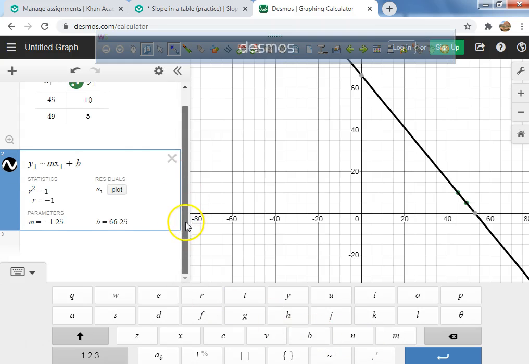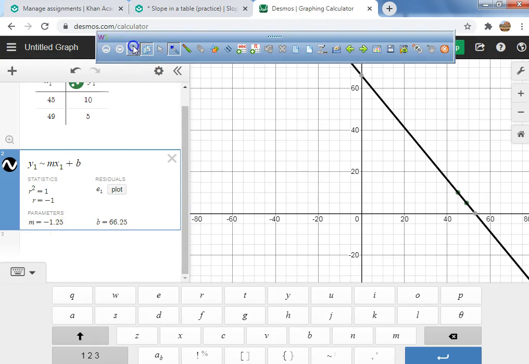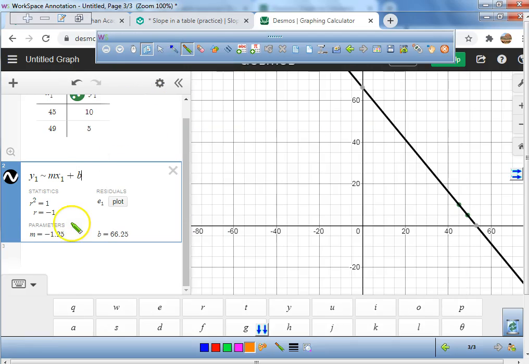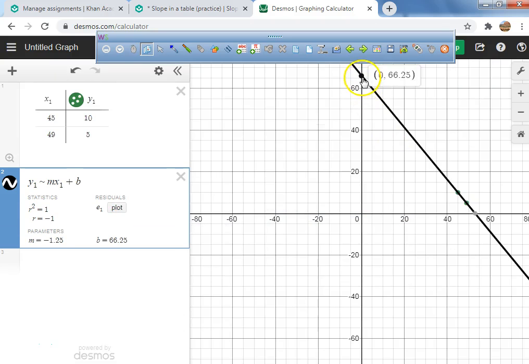Now, Desmos gives us 2 very important things. I'm going to take a screenshot of this. Desmos gives us this right here, and what does that represent? That's the slope. And what does this represent? The y-intercept. So check this out. Does everybody see this point way up here at 0, 66.25? That's the y-intercept, but that negative 1.25 is the slope.